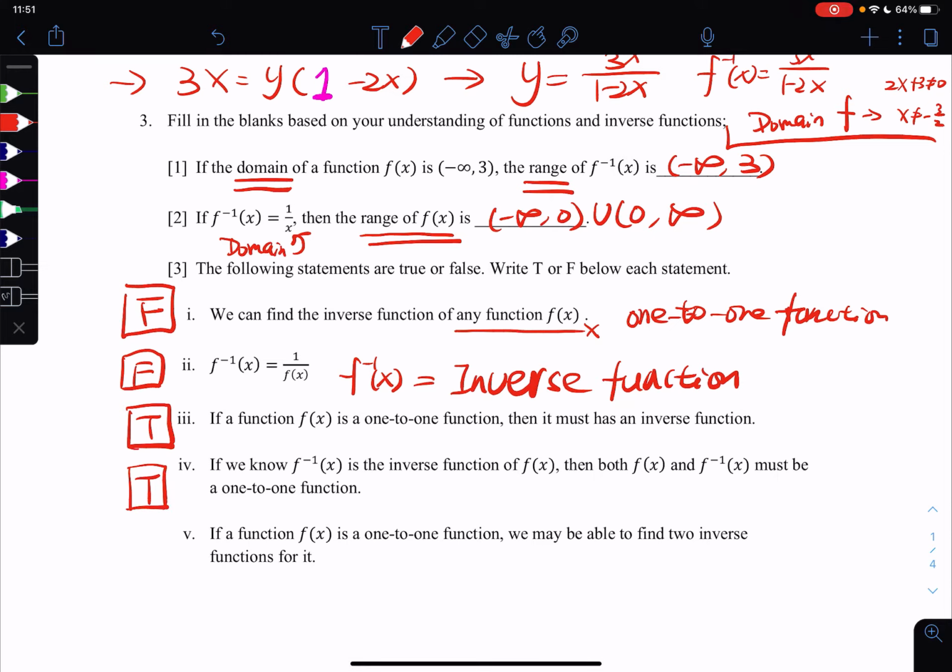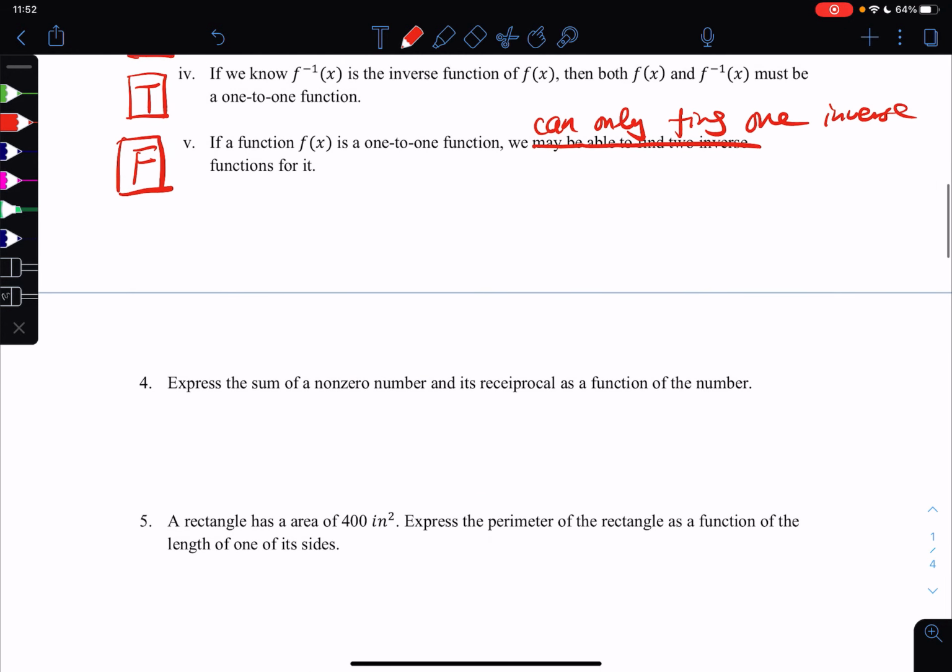And of course, that also means your inverse function is supposed to be unique, so you can only find one inverse function for it. This is supposed to be something that's unique. If you have multiple of those, what's the point of defining a limited 1-to-1 function?